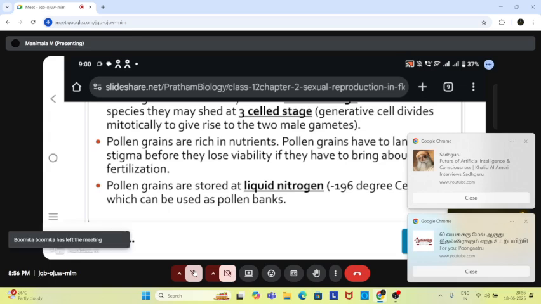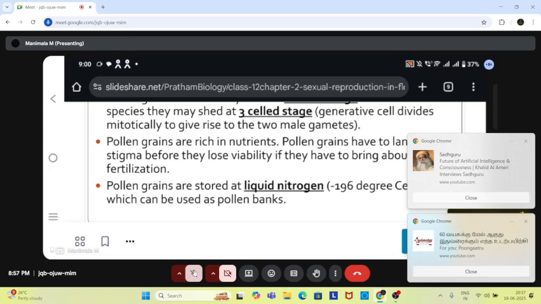Okay, already I told you, for pollen preservation, in liquid nitrogen at -190 degrees Celsius we can preserve it. These pollen grains can be stored in a pollen bank or also in a seed bank, and they are using them for crop breeding programs.